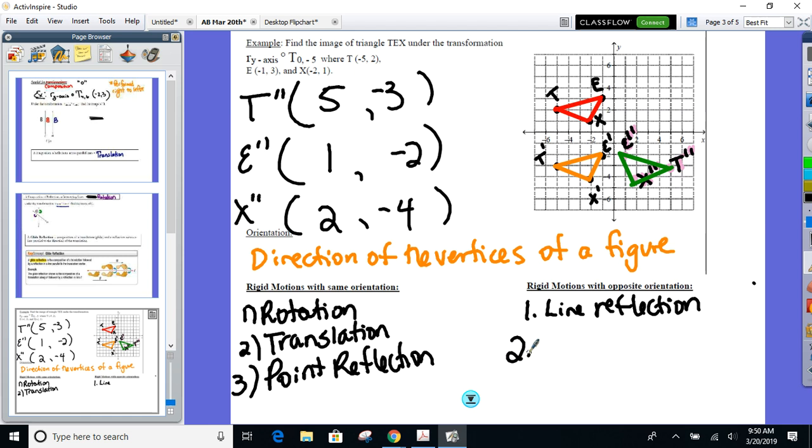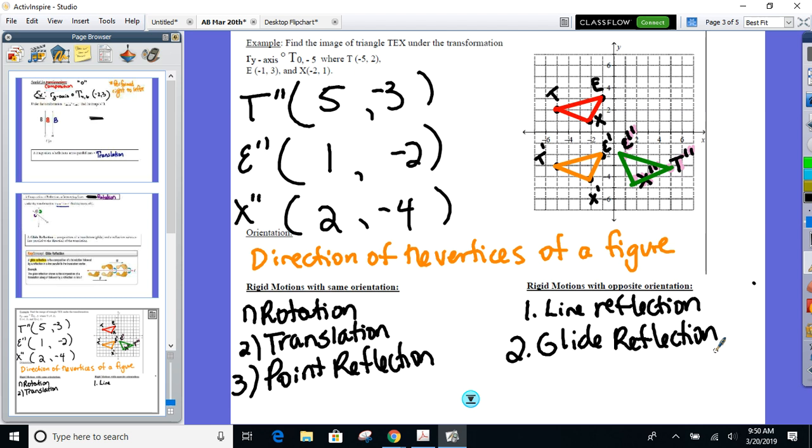What did we just do out in the hallway? And what's part of a glide reflection? A reflection in a line, right? So that will change. These two will change the orientation of a figure. Questions there?